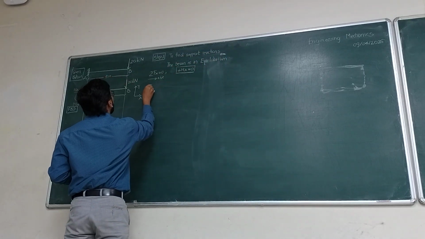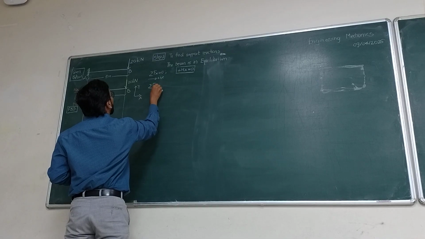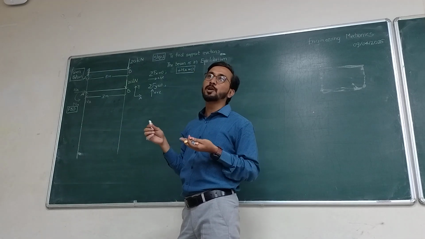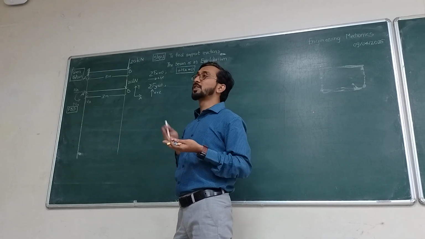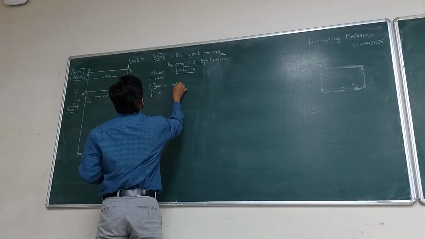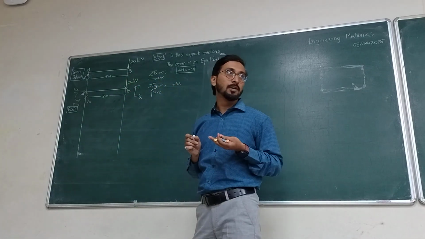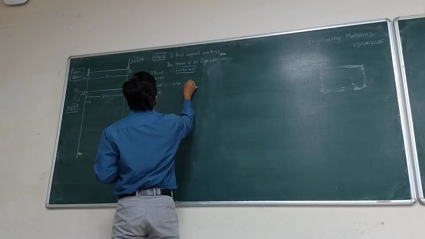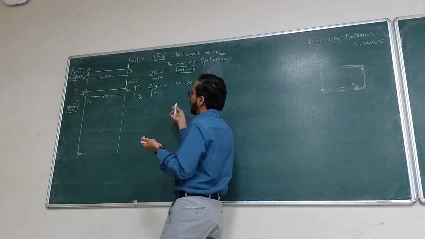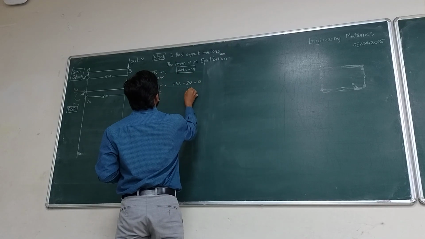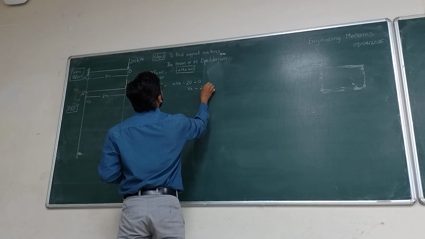Then second equation of equilibrium is summation Fy equals 0. If I consider upward forces as positive, look at the beam free body diagram. There are 2 forces in y direction. First force is reaction VA. I have assumed it going upward, so it is positive. Second force is 20 kilonewton. It is going downward, so I'll write minus 20. These are the only 2 forces, which is equals to 0. So VA is equals to 20 kilonewton.